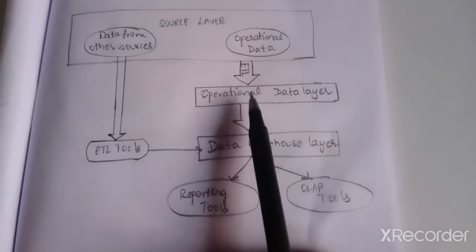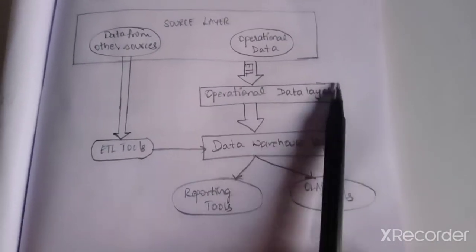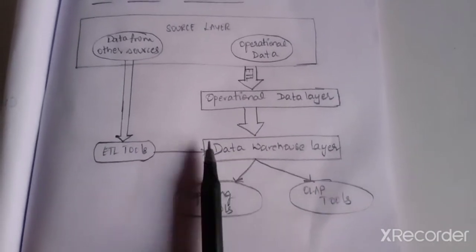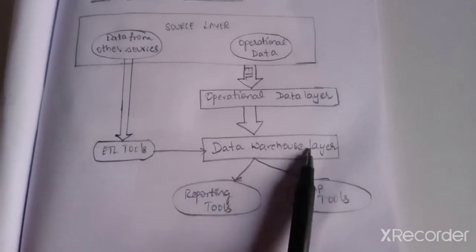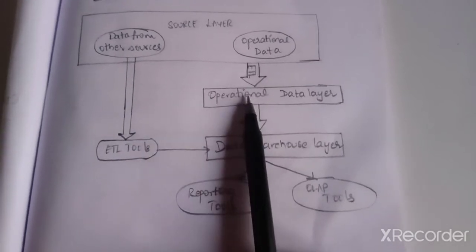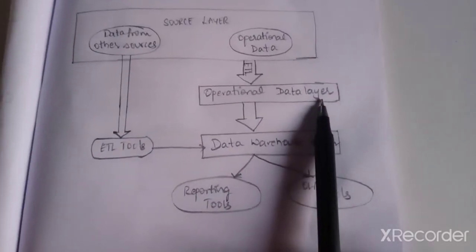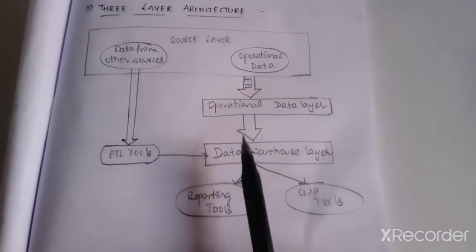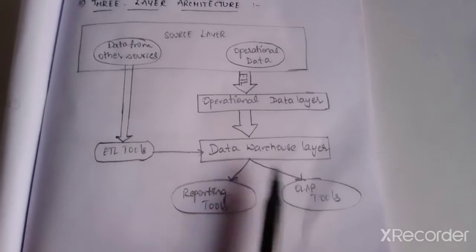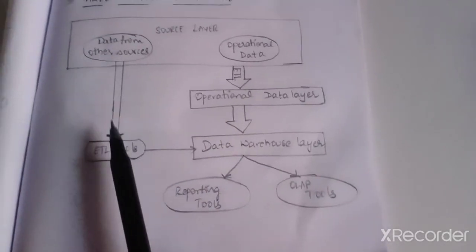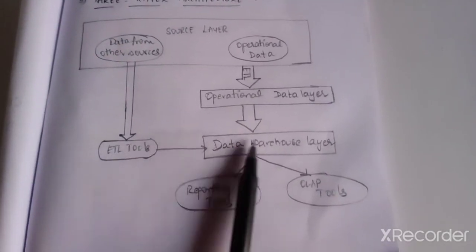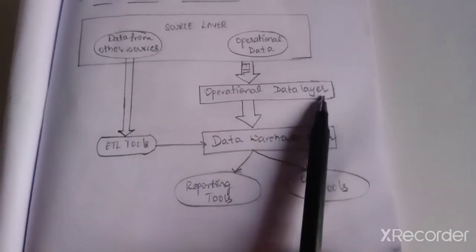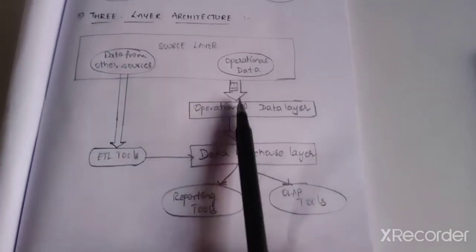And after performing ETL operations, that data is going to be stored in the operational data layer, and whenever data is requested from the data warehouse layer, that data is going to be provided by the operational data layer. For immediate response time, this layer is more useful for accessing the data. After performing ETL, it provides data to the data warehouse layer either directly or through the operational data layer.